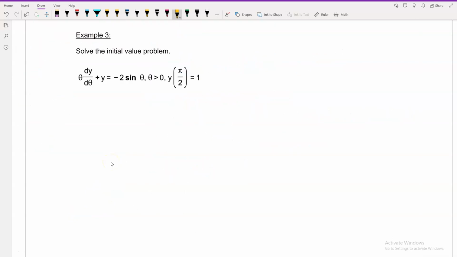Solve the initial value problem. Theta times dy over d theta plus y equal to negative 2 sine theta, theta is greater than 0, and y of pi over 2 is equal to 1.